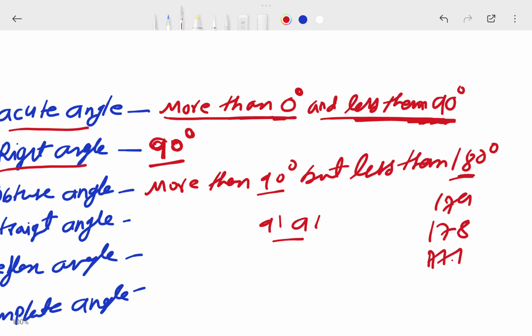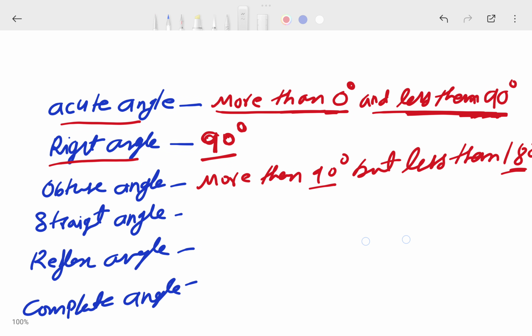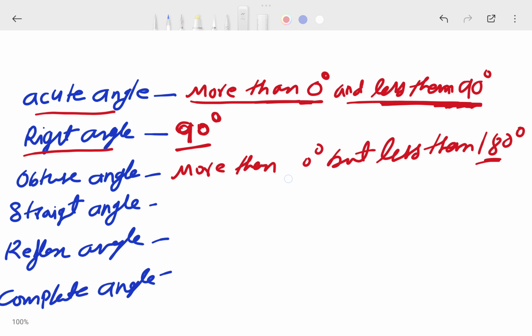This is less than 180. So that angle is called the obtuse angle. Obtuse angle means the angle which is more than 90 degrees. The angle which is more than 90 degrees but less than 180 degrees is the obtuse angle. For example, 95 is an obtuse angle. Like 105 is an obtuse angle.